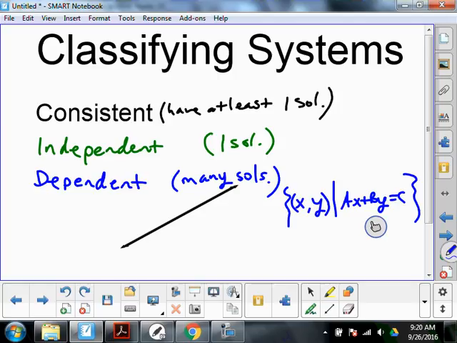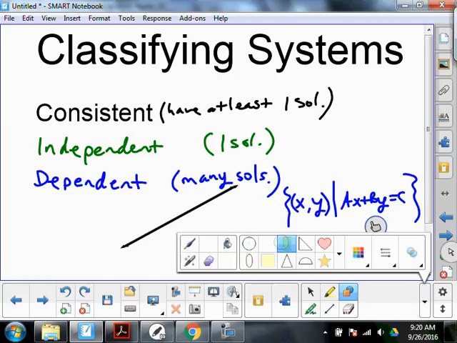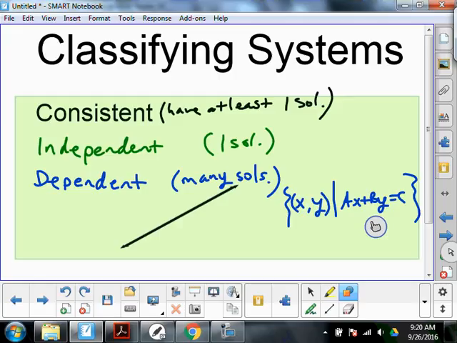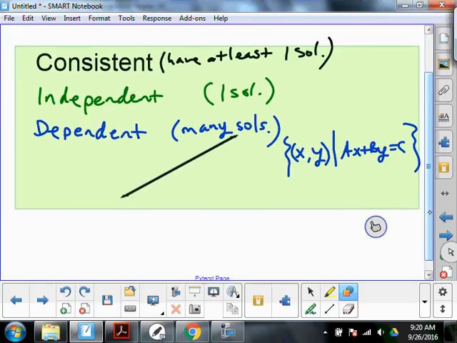So I said there's two, but there's three classifications. Consistent means there's a solution. Independent means there's one. Dependent means there's a bunch. Well, what's the other case then? You might be able to guess. If one of them is consistent, then the other one is inconsistent. Consistent means there is a solution, so inconsistent means there's no solution. It means the lines don't meet.